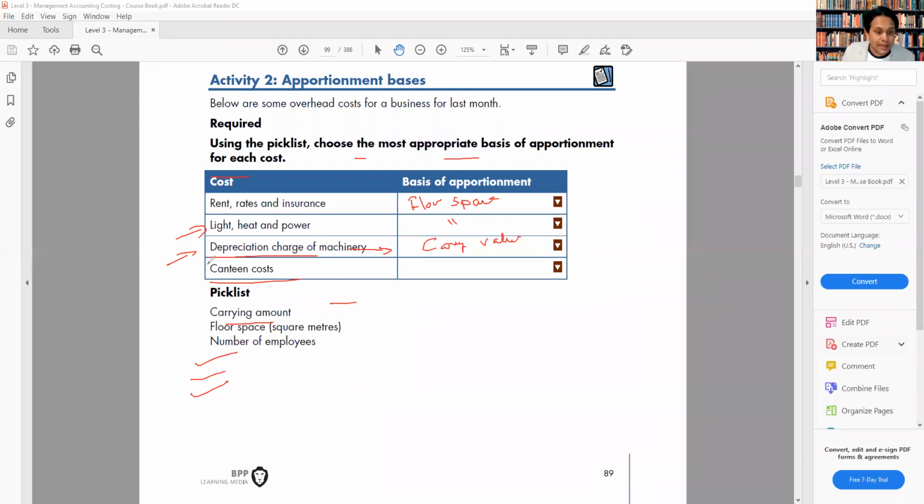And the last one we have is canteen cost. What is the most suitable basis we have to apportion for the canteen cost? So we said number of employees. Very well done, because that is more relevant. That will give me the more accurate result for the apportionment. So very good. Number of employees.